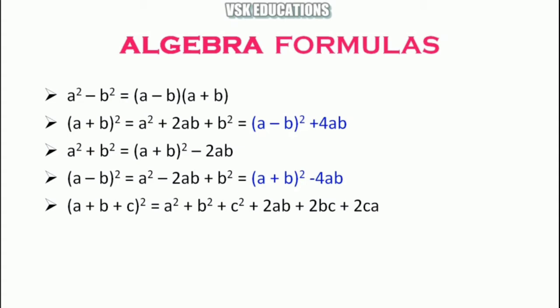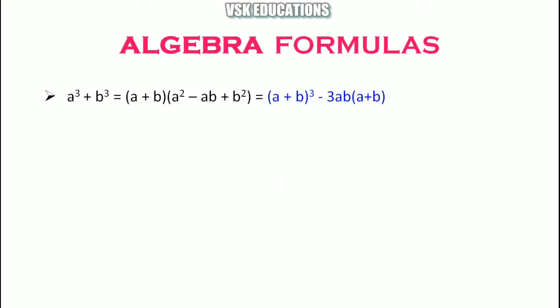a plus b plus c whole square is equal to a square plus b square plus c square plus 2ab plus 2bc plus 2ca. a cube plus b cube is equal to a plus b into a square minus ab plus b square. And one more form of this formula: a plus b whole cube minus 3ab into a plus b. The blue marks indicate simplification formulas. It is useful in another way.